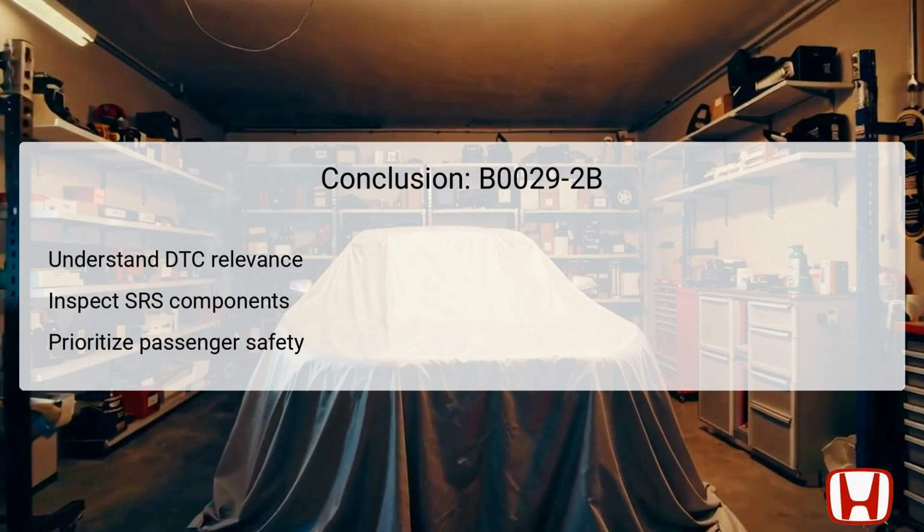In conclusion, diagnosing and troubleshooting DTC B0029-2B is essential for maintaining the safety systems of the Honda Accord 2023 and newer models. Understanding the error code's relevance ensures swift action can be taken to inspect and address wiring harness issues related to the airbag system. Each component, particularly the SRS unit and the wiring, plays a vital role in ensuring that the airbag system functions correctly in an accident.